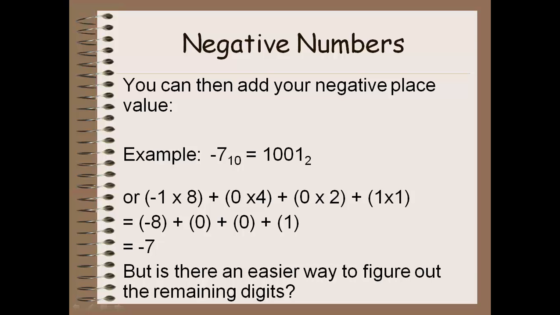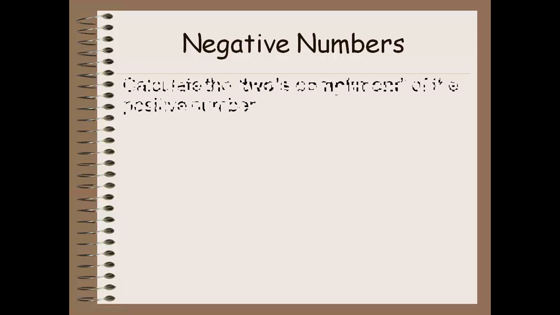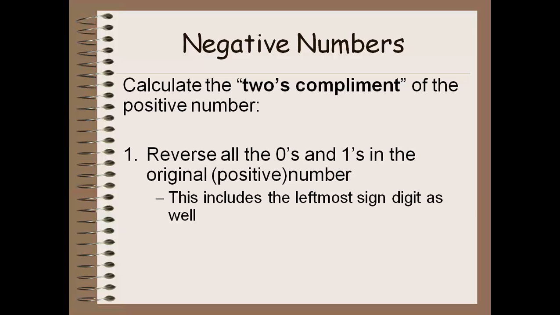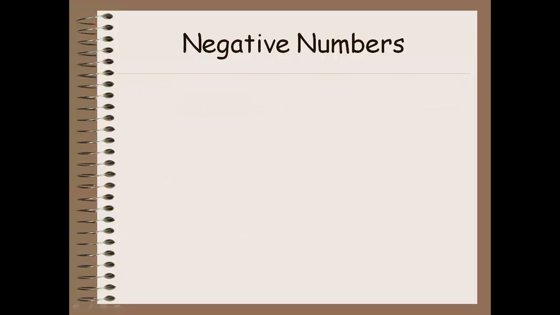But is there an easier way to figure out the remaining digits? Well, we can do that by calculating the 2's complement of a positive number. You do this by reversing all the 1's and 0's in the original positive number, including the leftmost sign digit as well. Then I add 1 to that value, and bada boom bada bing, you have your negative number.